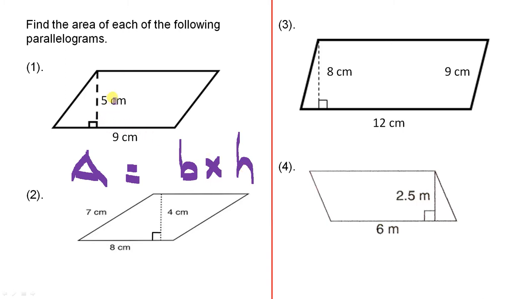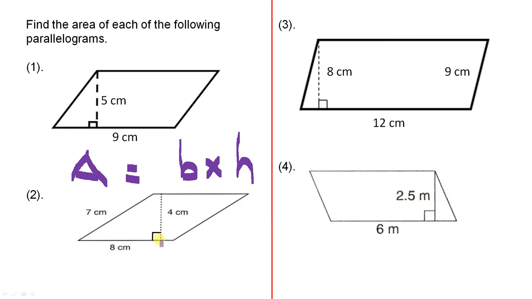So if you see example 1 over here, you see that the base of this parallelogram is 9 centimeters and the perpendicular height is 5 centimeters. There's the little symbol there which tells us that is 90 degrees. So the perpendicular height means the distance between the two parallel sides.